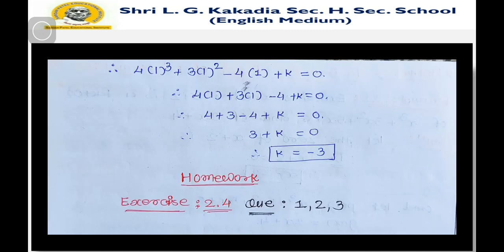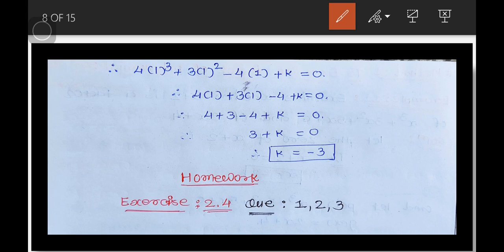When we replace x by 1, we get 4 into 1³ plus 3 into 1² minus 4 into 1 plus k. So 4 into 1, 3 into 1, minus 4 plus k is equal to 0. Now 4 + 3 - 4 + k = 0. The 4 and 4 are cancelled. The remaining part is 3 + k = 0. Now 3 moves to the right side, then we get k = -3.